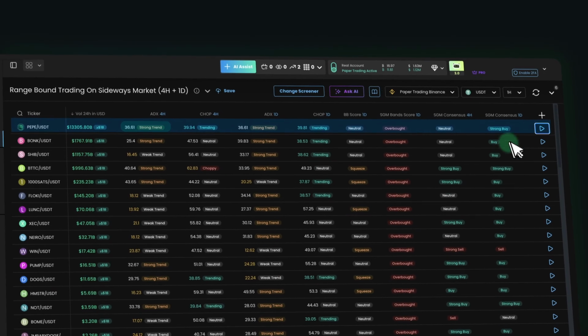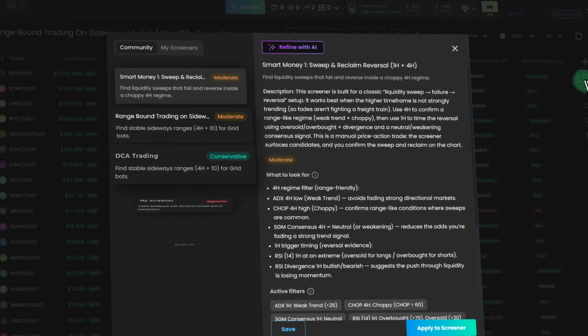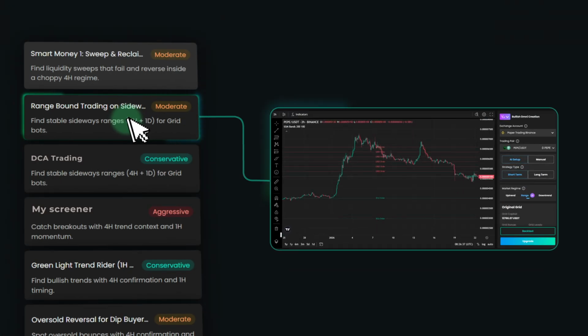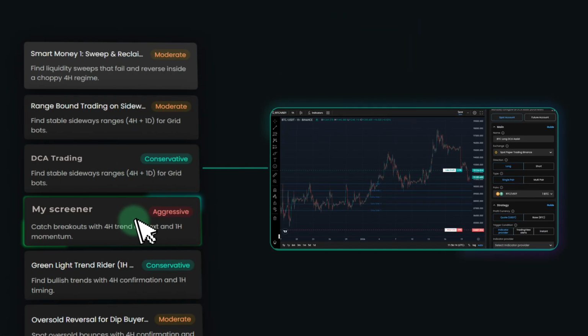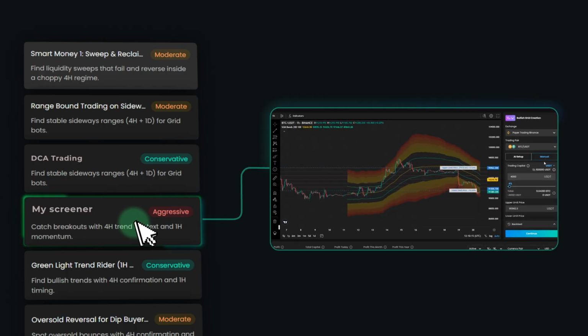See a clean trend? Click Start Assist and launch Omni. See a range? Launch Grid. Building a dip plan? Start Instant DCA or go manual with a structure guiding your decision.